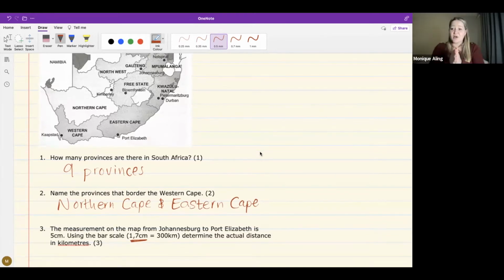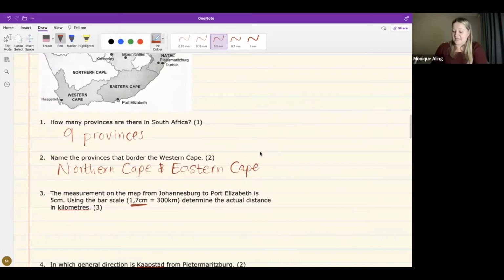Okay, so first step with bar scale is we measure the actual segment, the bar segment, and we write it down. It's already given to us. You can't measure on the screen. So for every 1,7 centimeters on the map, it equals 300 kilometers in real life.